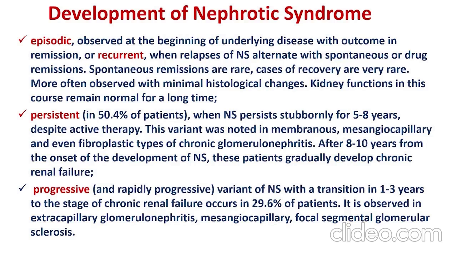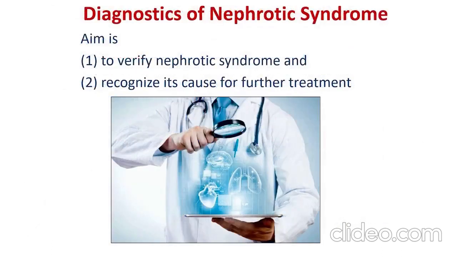And we have one more possible course of nephrotic syndrome. It is progressive or rapidly progressive, and the most unfavorable case is when nephrotic syndrome progresses during 3 years up to the stage of chronic renal failure. It may be in 1/3 of patients, and it is observed in the extracapillary type of glomerulonephritis and focal segmental glomerulosclerosis. This is the most unfavorable course of nephrotic syndrome.